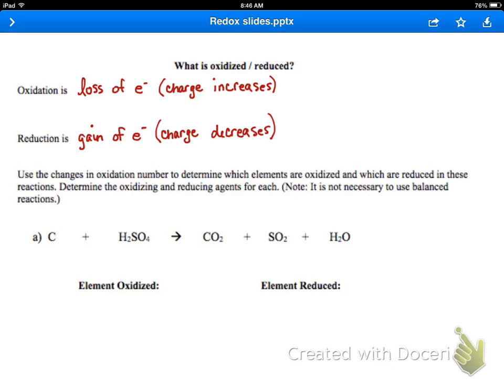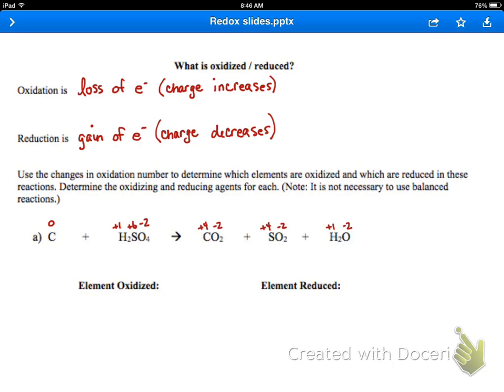decreases. So what we're going to do is look at a reaction, and the first thing to do is to go through, and you have to figure out the oxidation numbers for everything in your reaction. So I always write the numbers just right above each element. Okay, so we've done that. So carbon is 0, oxygen is -2, hydrogen is +1, sulfur is +6, and then etc. So put all the numbers in, and then you're going to look for the ones that change.